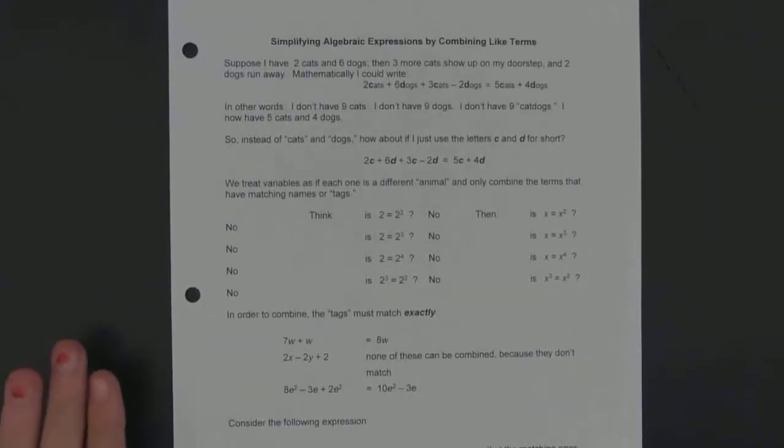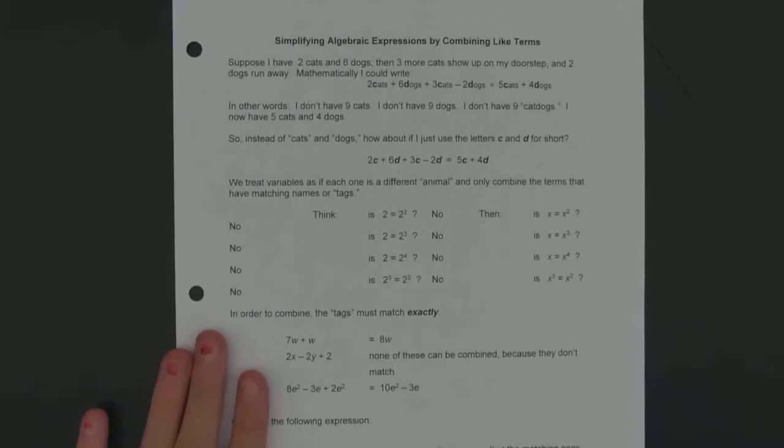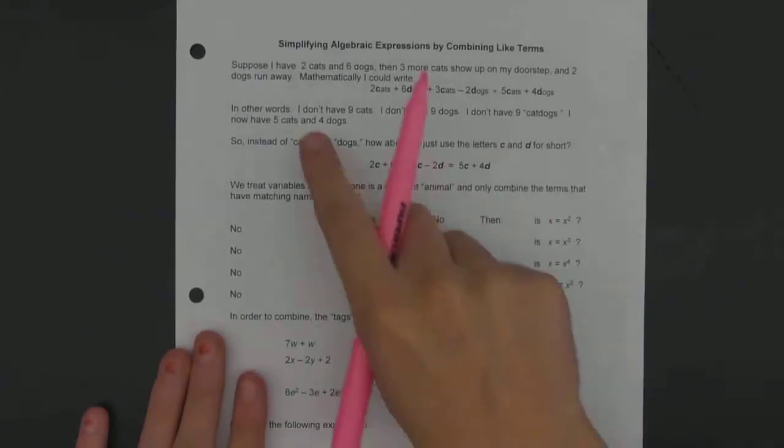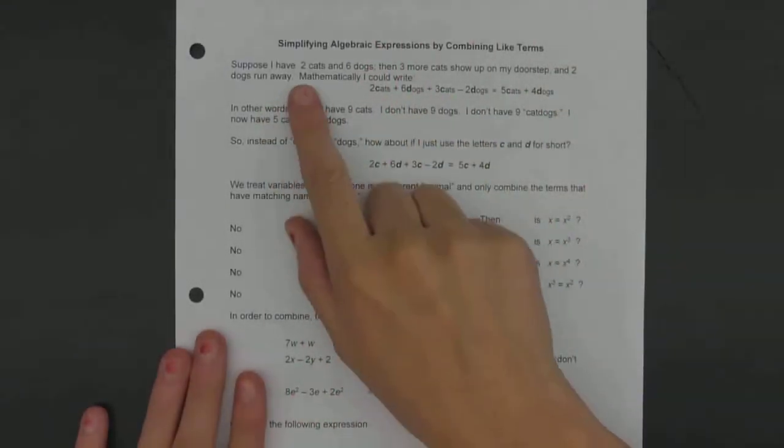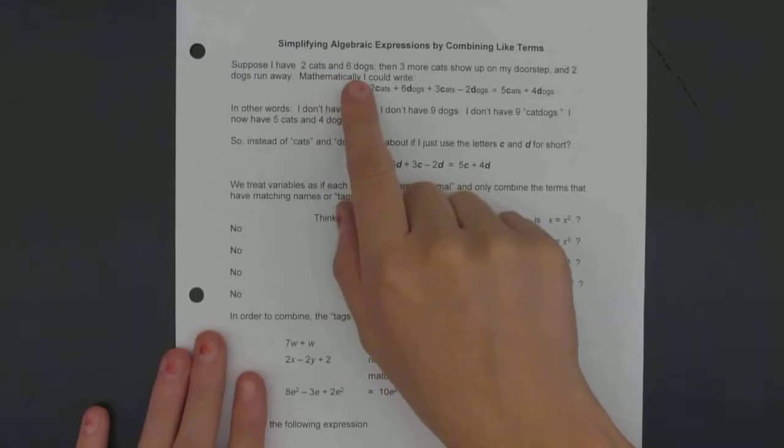This video is about how to simplify algebraic expressions. So first off, an expression is a mathematical sentence that does not have an equal sign. So it is just written kind of by itself, right? You don't always need to solve it usually. So the story problem that I'm going to start with says, suppose I have 2 cats and 6 dogs.